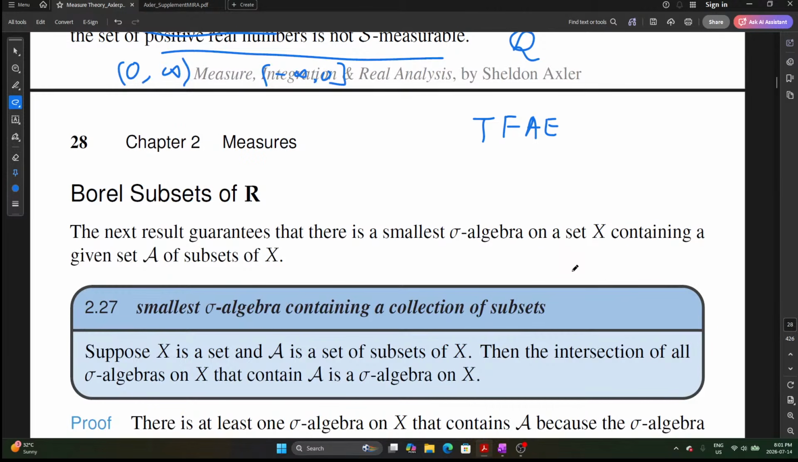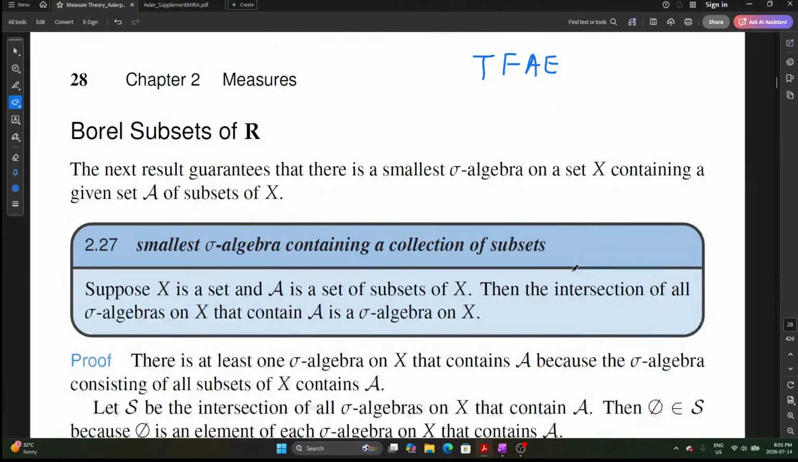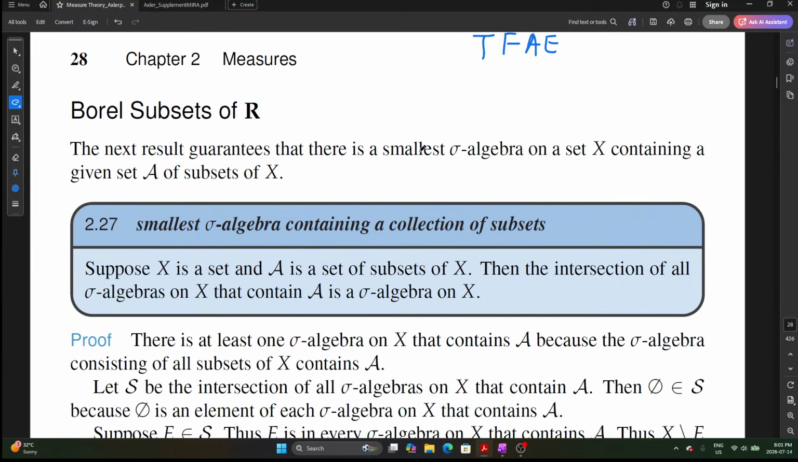Anyway, let's keep going. Borel sigma algebra, Borel subset. Okay, so the next result guarantees that there is a smallest sigma algebra on a set X containing a given set A, script A, of subsets of X. Let's read this sentence a bit more carefully. What are we doing here?